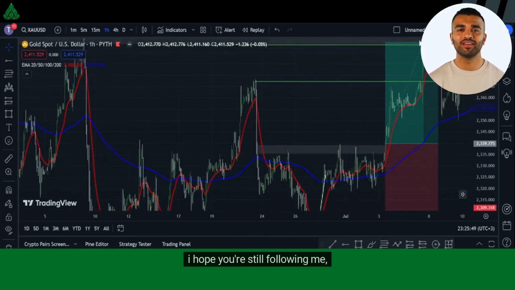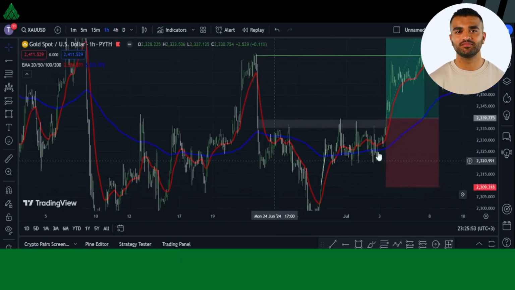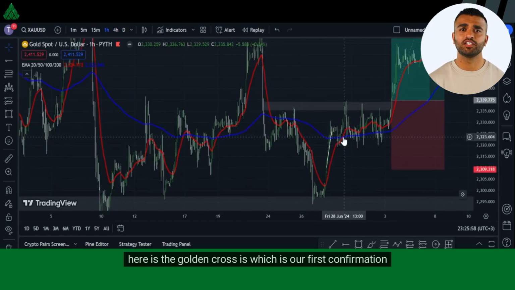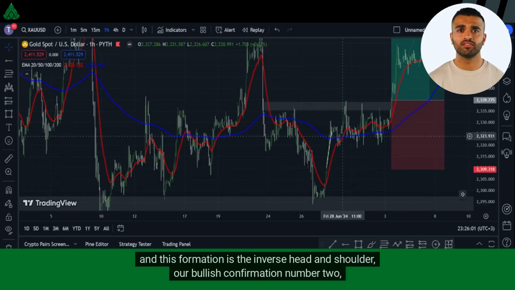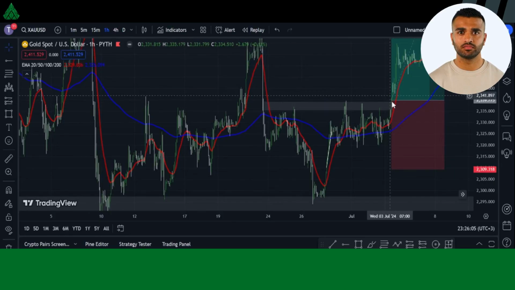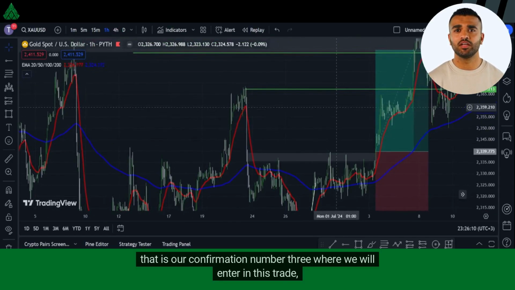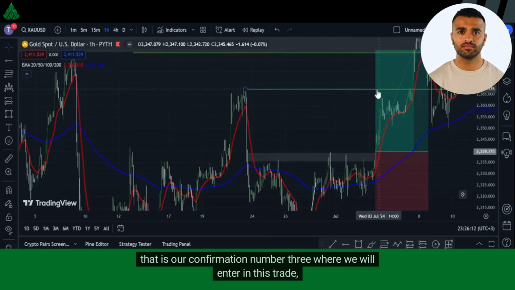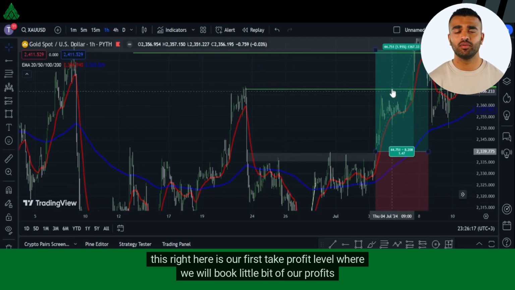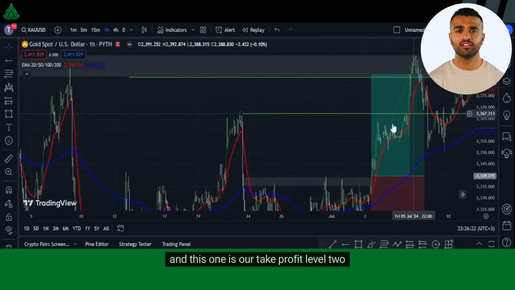I hope you're still following me. This right here is the EMAs, and here is the golden cross, which is our first confirmation. And this formation is the inverse head and shoulder, our bullish confirmation number 2. When the price broke out of this area of neckline, that is our confirmation number 3, where we will enter this trade. This right here is our first take profit level where we will book a little bit of our profits. And this one is our take profit level 2.